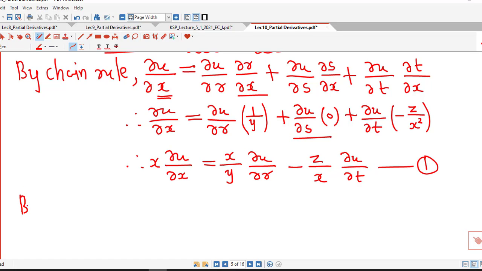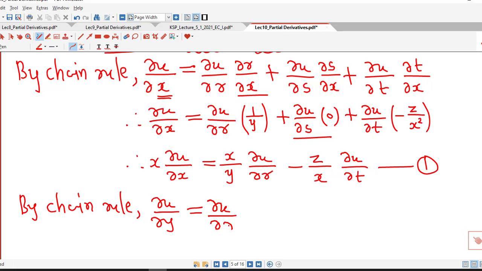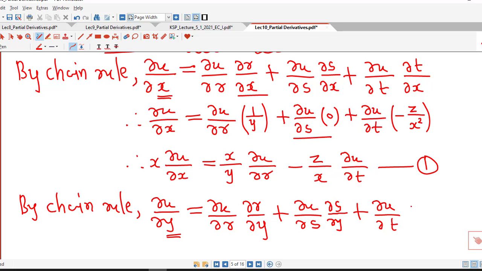Again we find out del u by del y using chain rule. So by chain rule, partial derivative of u with respect to y equal to, first we differentiate u with respect to RST. So del u by del r, del u by del s, del u by del t, and here derivative is with respect to y, so we differentiate RST with respect to y.